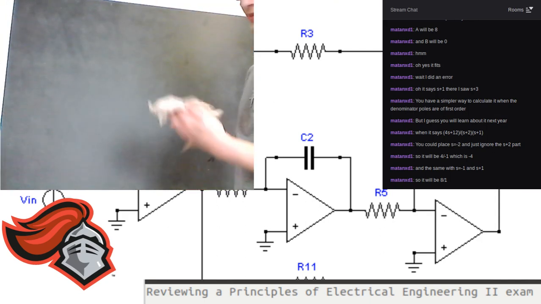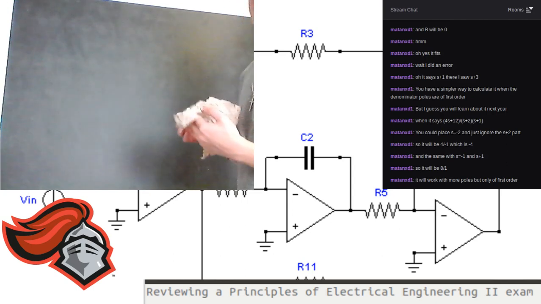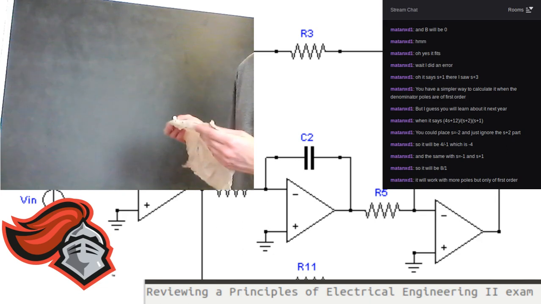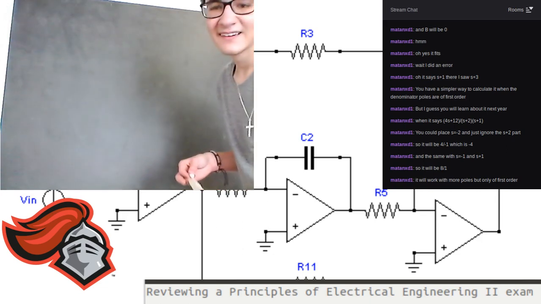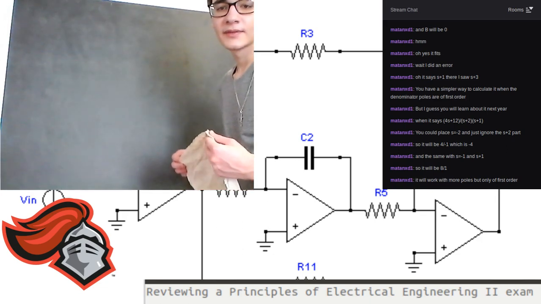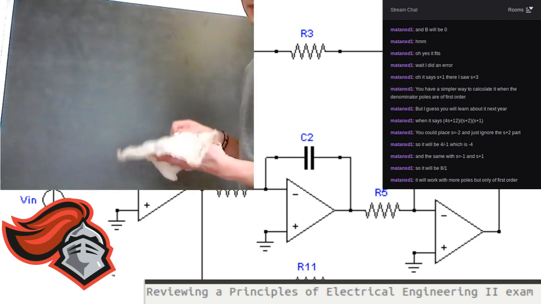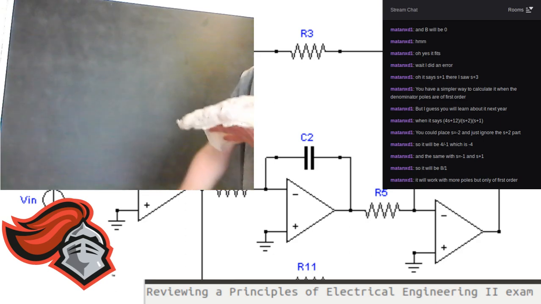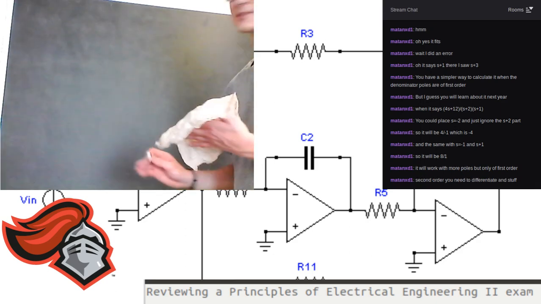But of course, the graders for this exam would take points off if I didn't show all my work, so I didn't want to risk anything anyway. More poles, but only of first order. Yeah, that makes sense. I think I've heard about that method once. I think I saw it in a video of some sort.